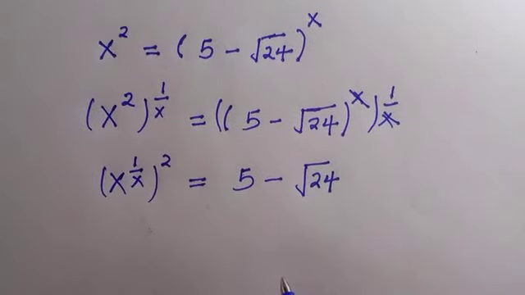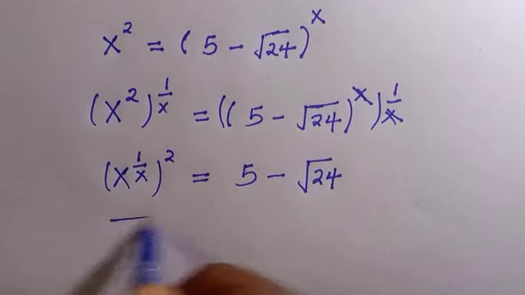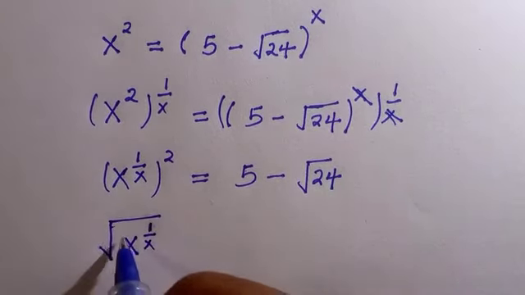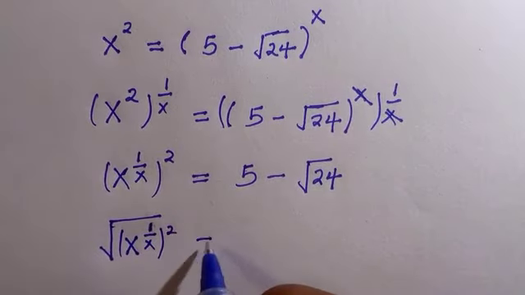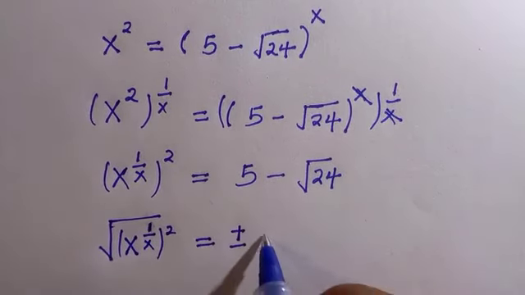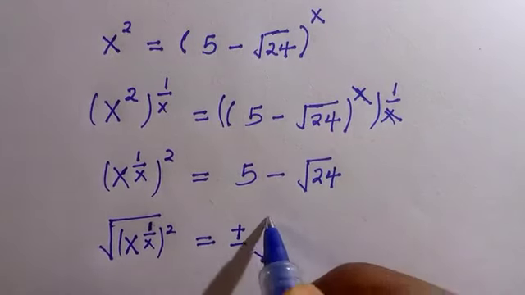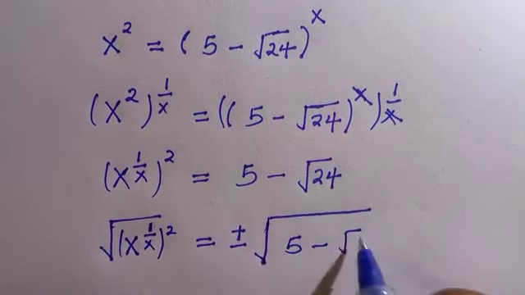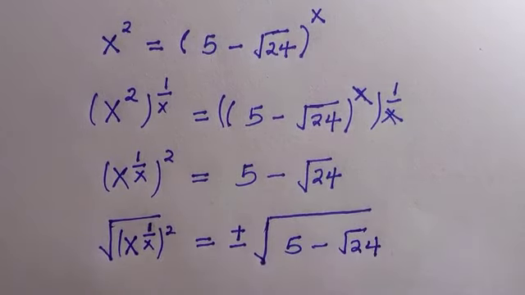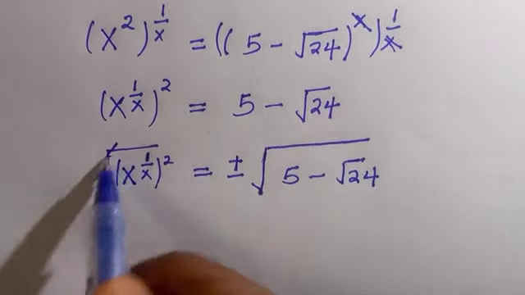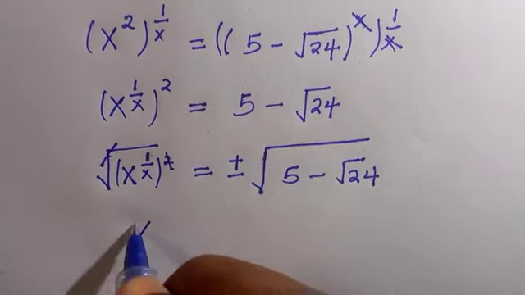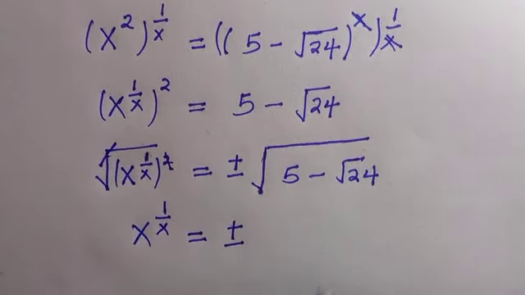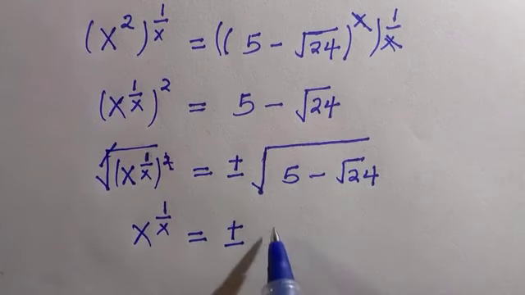And again, I want to segregate 2 from this side. So by taking the square root of both sides, we have x raised to power of 1 over x, raised to power 2, equals plus or minus the square root of 5 minus root 24. And again, the square cancels the square root, and here we are left with x raised to power 1 over x equals plus or minus. But I want to do something here.